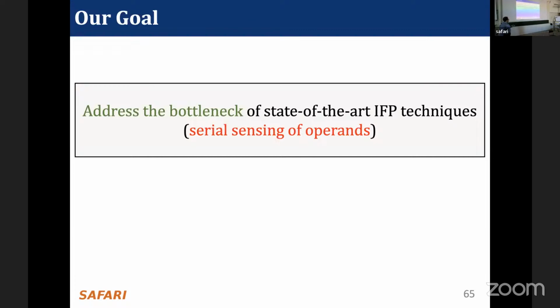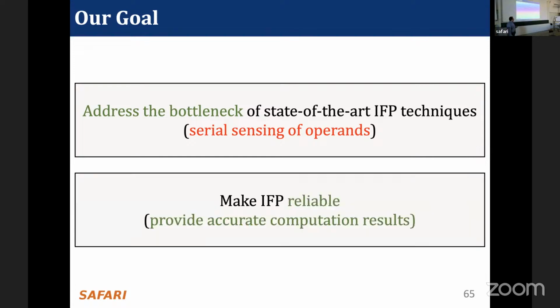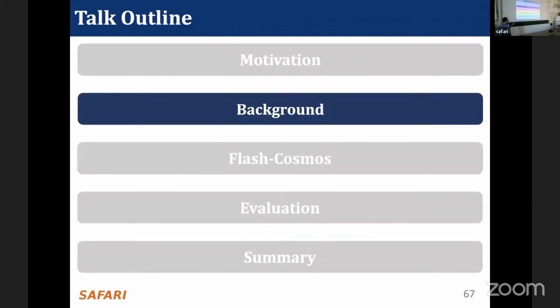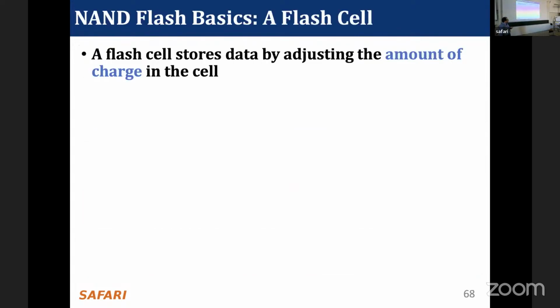And that's basically our goal. Our goal is to address the bottleneck of state-of-the-art in-flash processing techniques. We want to get rid of this serial sensing of operands, and also we want to make it reliable, which is really important. So our proposal is that Flash Cosmos enables computation on multiple operands using a single sensing operation. If you want to, for example, do an AND operation of A, B, C, you just do one sensing, and then you do this operation. And we want to provide high reliability during in-flash computation.